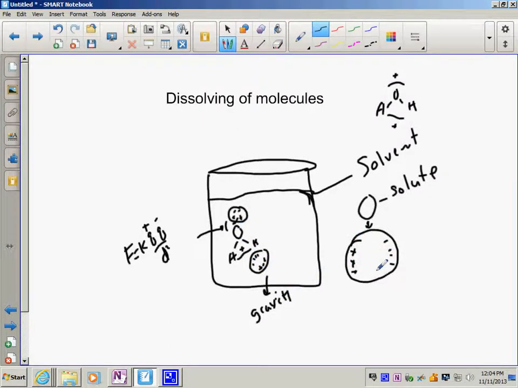We will be talking more about this particular idea of a substance having little side charges. This is called a polar molecule, and that's our next topic, which we'll be discussing. I did use the word polar in describing the solvent as well, a polar solvent.